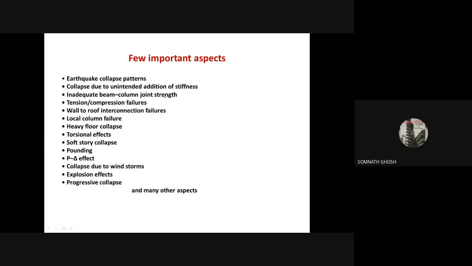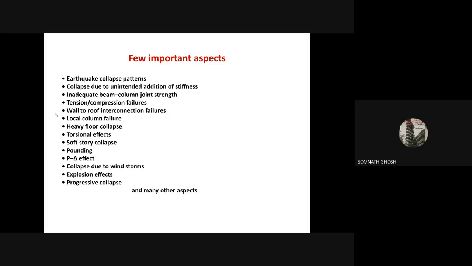Inadequate beam column joint strength. People are neglecting beam column joint strength in particular. You can't do that. Tension compression failure, you have to understand properly. Wall to roof interconnection failure. That is possible. Don't think that this is not possible. It's possible if you don't take care carefully. Local column failure, heavy floor collapse, torsional effect. Yes, it's quite possible.